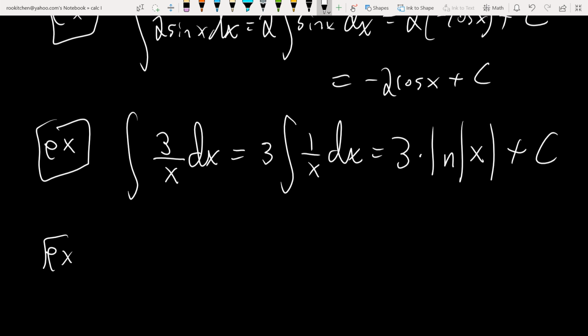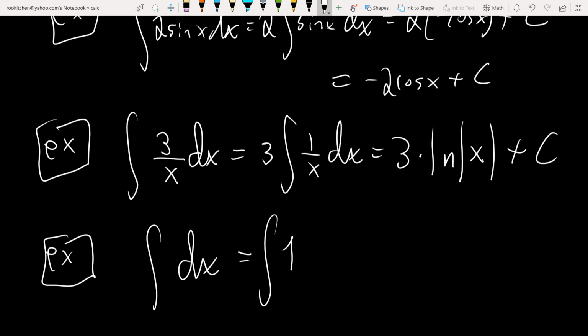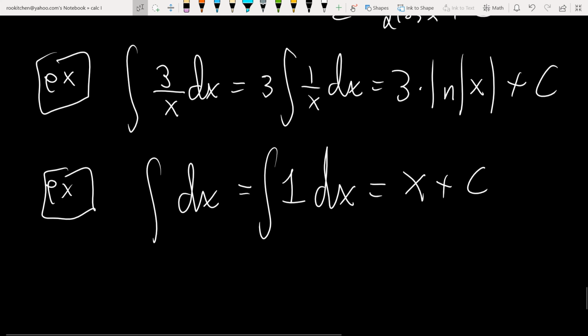Let's get another. This one's kind of weird. The integral of dx, what the heck is that? Well, it's really the integral of 1 dx. And the integral of 1 is just x, right? Because the derivative of x is 1.